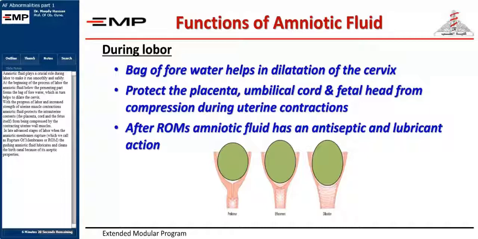With the progress of labor and increased strength of uterine muscle contractions, amniotic fluid protects the intrauterine contents, the placenta, cord and the fetus itself, from being compressed by the contracting uterine wall muscles. In late advanced stages of labor, when the amniotic membranes rupture, which we call rupture of membranes or ROM, the gushing amniotic fluid lubricates and cleans the birth canal because of its aseptic properties.